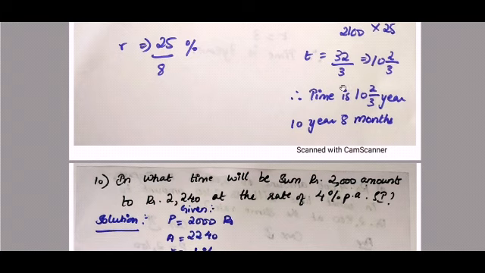So basically you're converting the improper fraction to a mixed fraction by dividing. This mixed fraction you can write as 10 years and 8 months, because 1 year is divided into 3 quarters, which is 4, 4 and 4. So 2 into 4 is 8 months. So 10 years and 8 months.